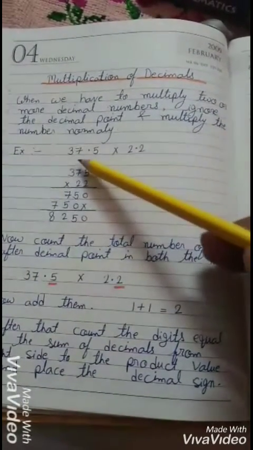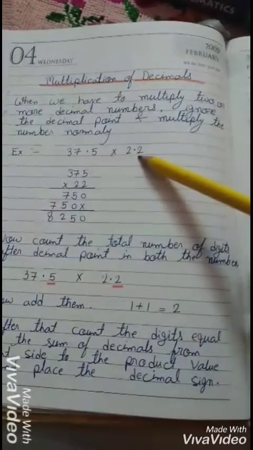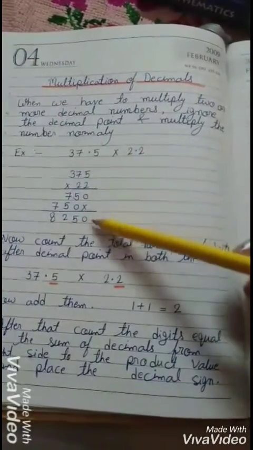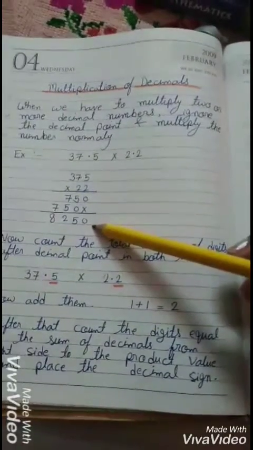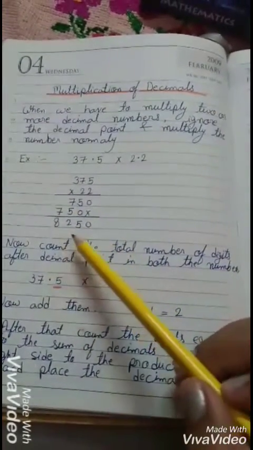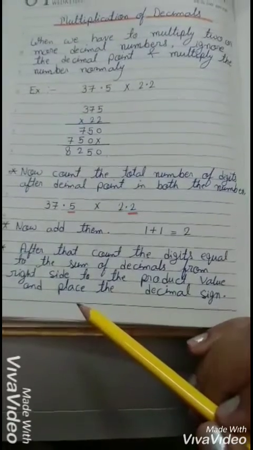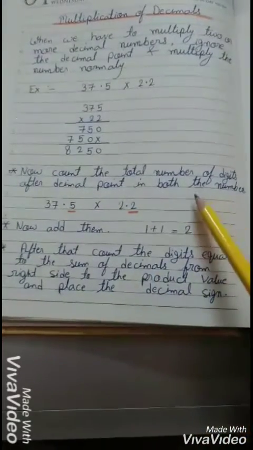Here we have the numbers 37.5 and 2.2. Ignore these decimal signs and multiply both the numbers normally. So what do we get? 8250. Now count the total number of digits after the decimal point in both the numbers.